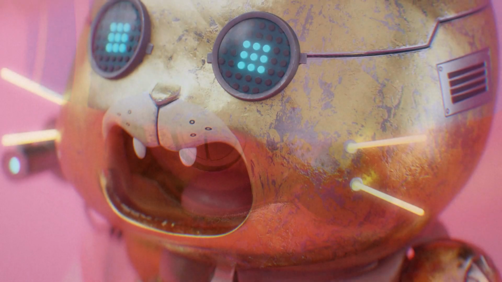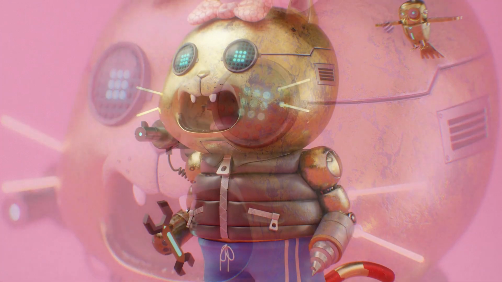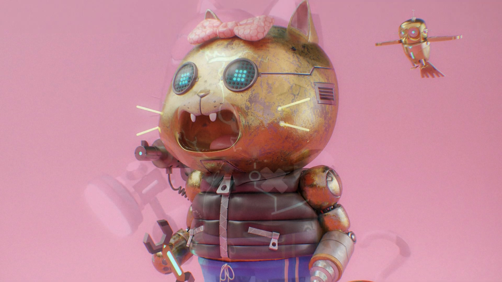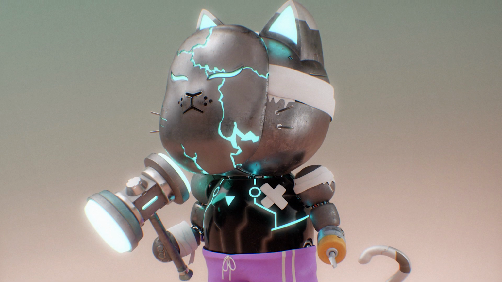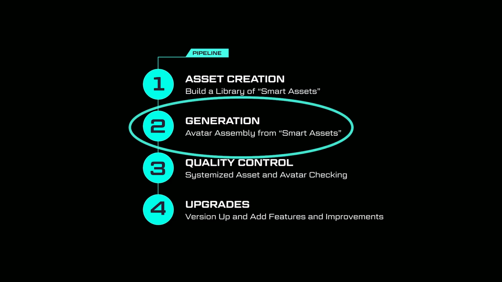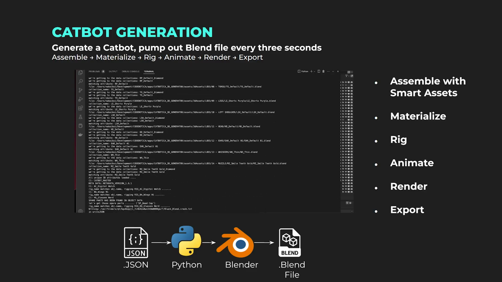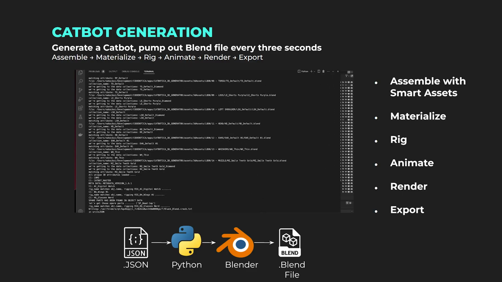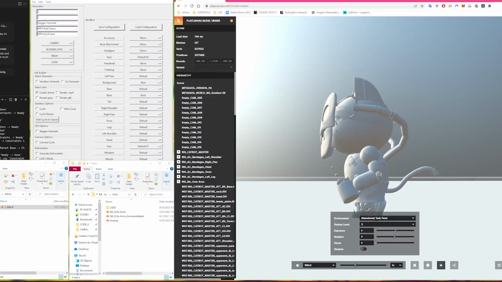We wrote over 2,000 custom rules for all of Capbautica's 560 assets, so that they all play nicely with one another. Once all the assets are created, we get into the generation phase. The generator pulls all the traits it needs from the Smart Asset library and assembles the character.